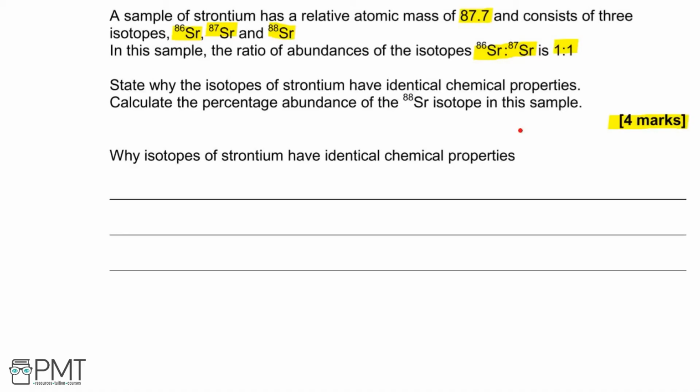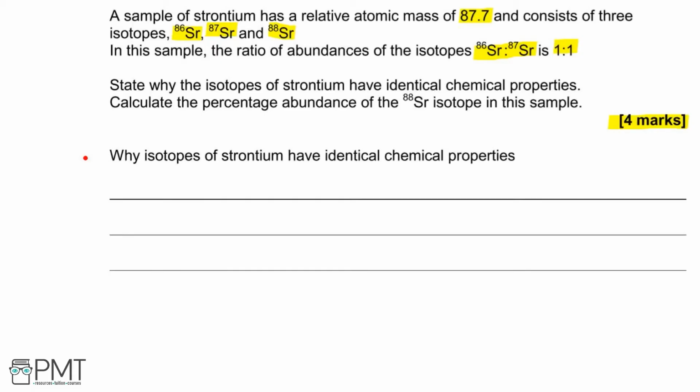So, to begin with, stating why the isotopes of strontium have identical chemical properties is only going to be worth 1 of the 4 marks, as it is only asking us to state the reason. We don't require any explanation of that reason or justifying it. We only need to state it, and that's just the 1 mark.